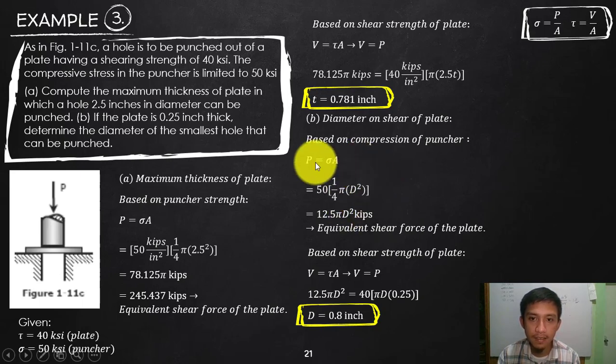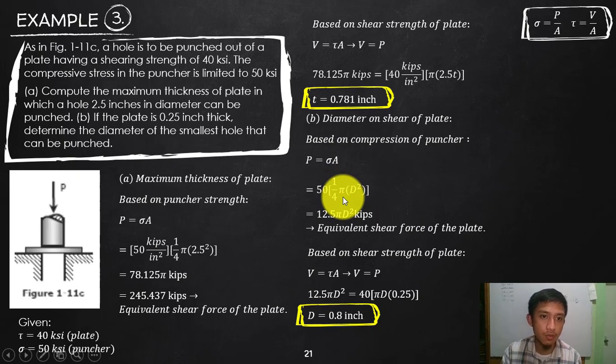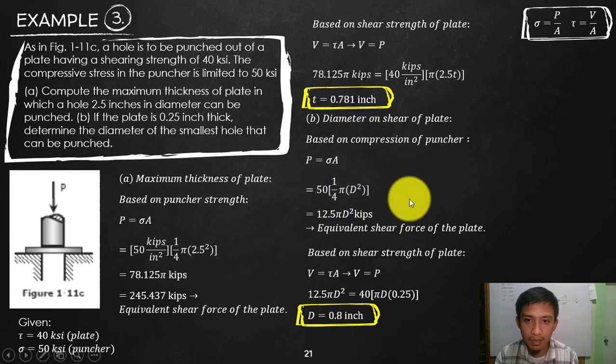So P is equal to sigma A. The same sigma, we will use the 50 KSI. The area we do not know, since that is variable, since that is what we are trying to find. So the area is in terms of diameter. We will try to simplify this one. 50 times 1/4 is 12.5 pi d squared. I will not multiply pi for that to be a whole number. So 12.5 d squared, and the unit of that is kips, since that is force P. That is the equivalent shear force if I transfer that onto the plate.